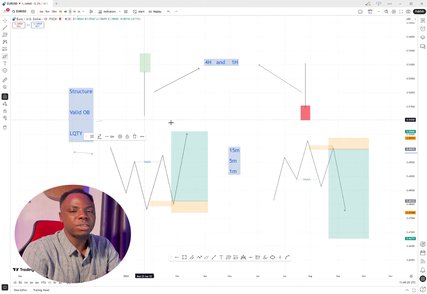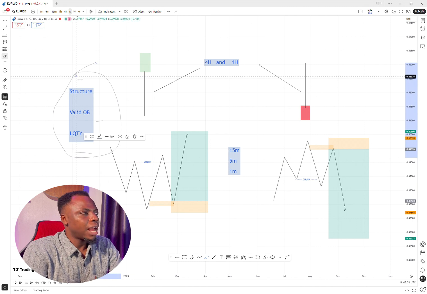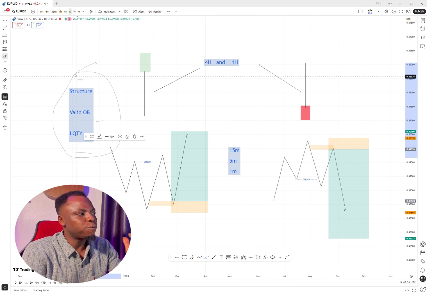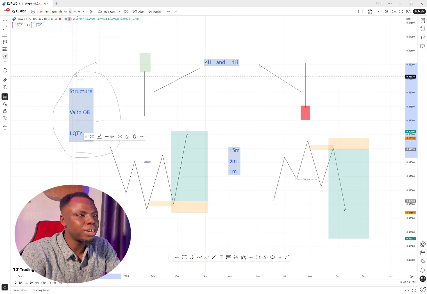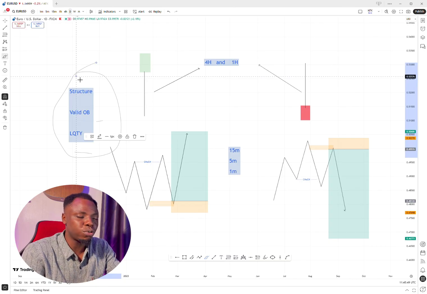All right, as you can see on my screen, I have this circle here, which I state as structure, valid order block, and liquidity. Now, for you to trade, definitely you must understand the structure. You must understand the direction of the market, either the market is selling or the market is buying. Once you understand that, the next thing you want to look at is your valid order block. Your order block is your point of interest. That's the point at which you want to get into the market.